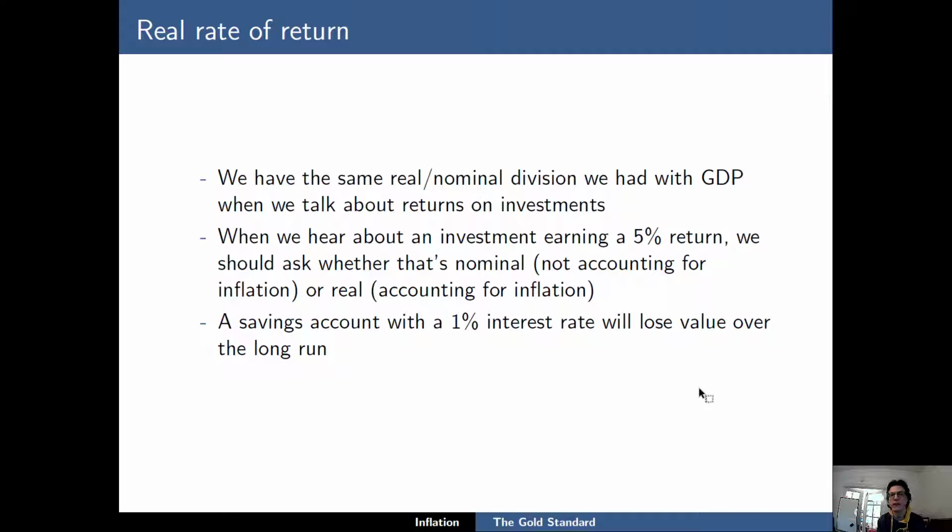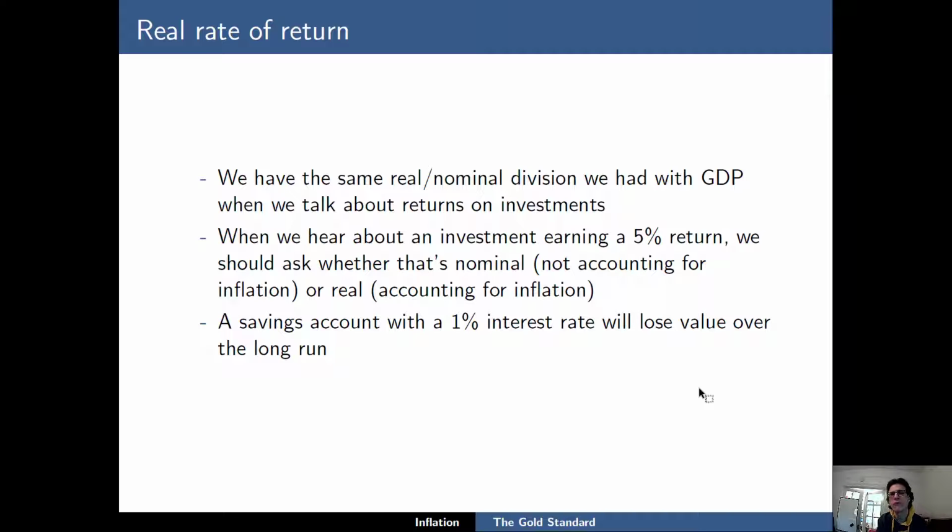So, for example, if you are considering whether to invest in a company that promises a 5% rate of return, if it's a nominal rate of return, you're actually only making about 3% on your money, which is still pretty good. But if it's a real rate of return, then you're making 5% on your money. And so you can see that's a very different thing.